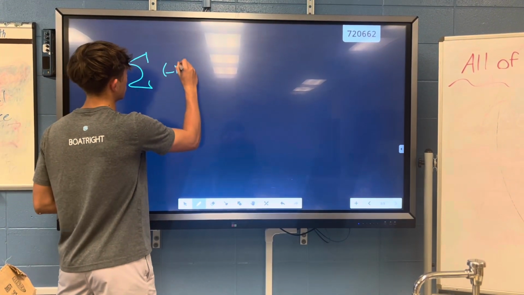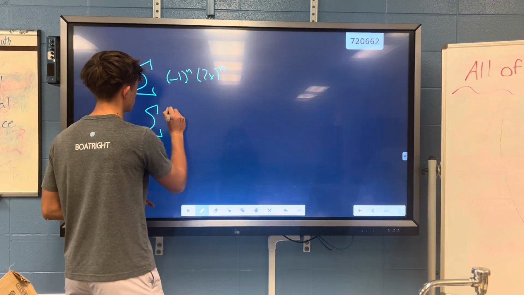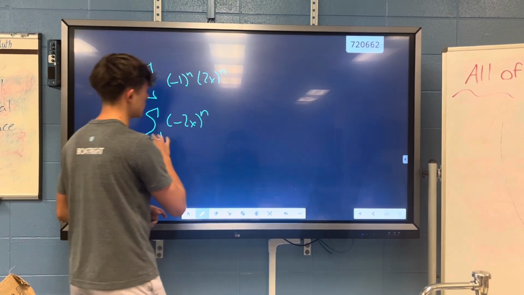Which means you're left with the summation of 2x to the n, and you combine those terms to be negative 2x to the n. And this is a geometric series.